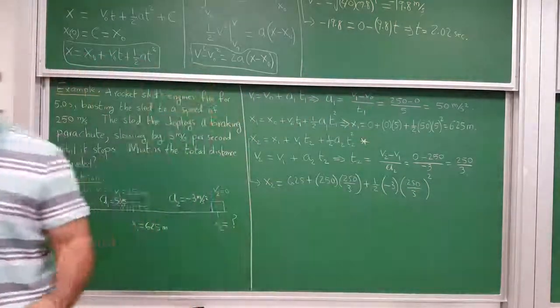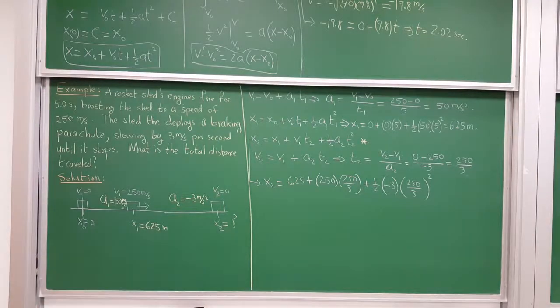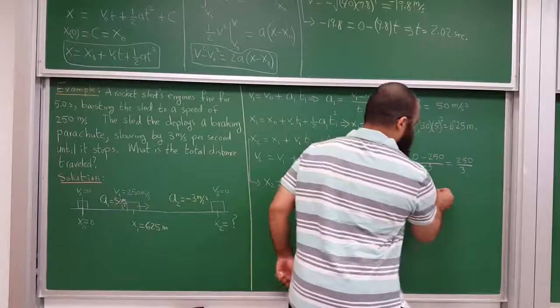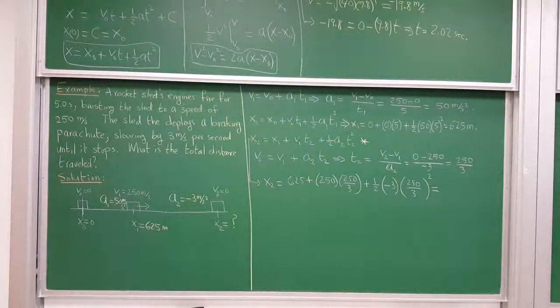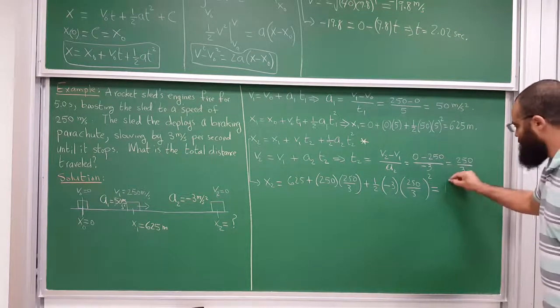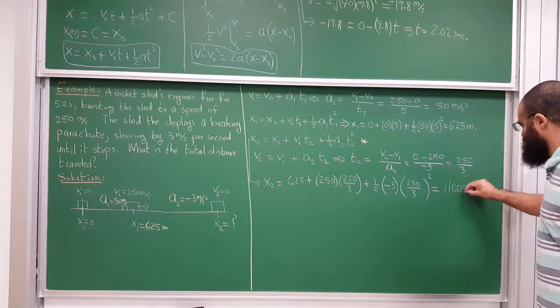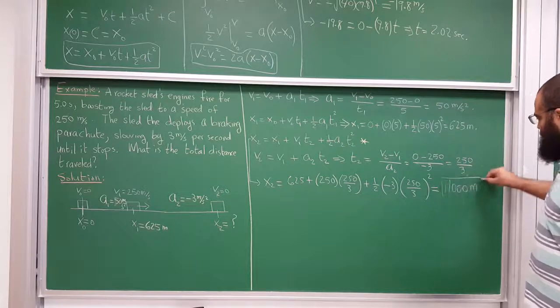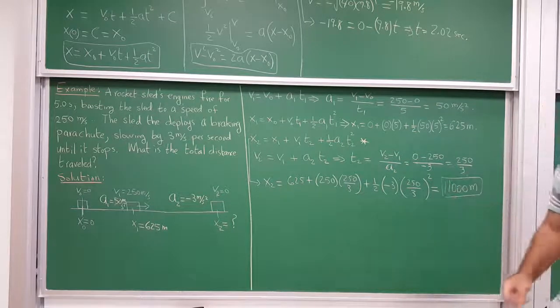Okay? So now we can use our calculator to do that. And using the calculator, I believe you get around 11,000. Let me just write it down. Yeah, it's about 11,000 meters. So, I will pause this video here, and then we'll continue in the next video with 3 or 4 more problems, I believe.